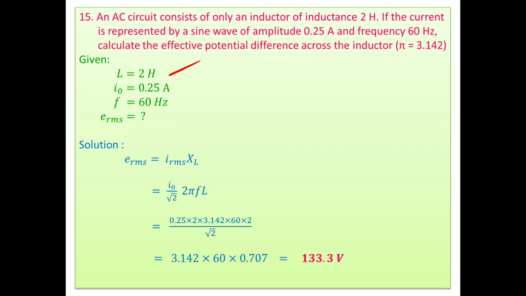Pi is given. We know that ERMS equals IRMS into XL. Straightaway, voltage equals current into resistance. Here, inductive reactance is there. And thereafter, IRMS is nothing but I naught upon root 2, peak current upon root 2, and XL is 2 pi FL. Substituting these values, 0.25 into 2 into 3.142 into 60 into 2 upon root 2. And after calculation, we get here 133.3 volt.